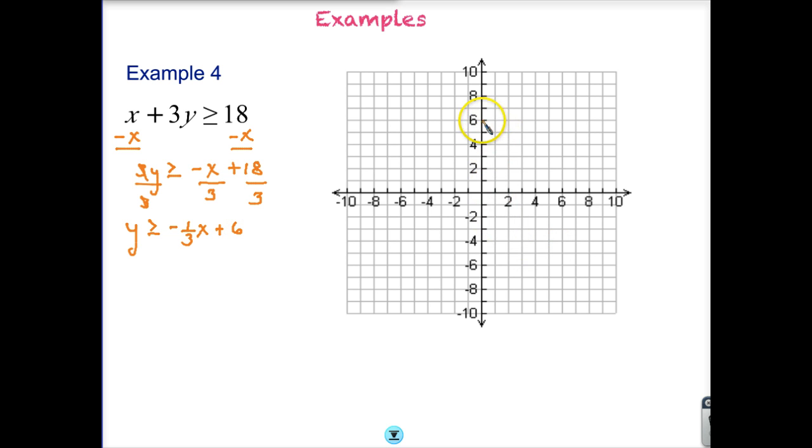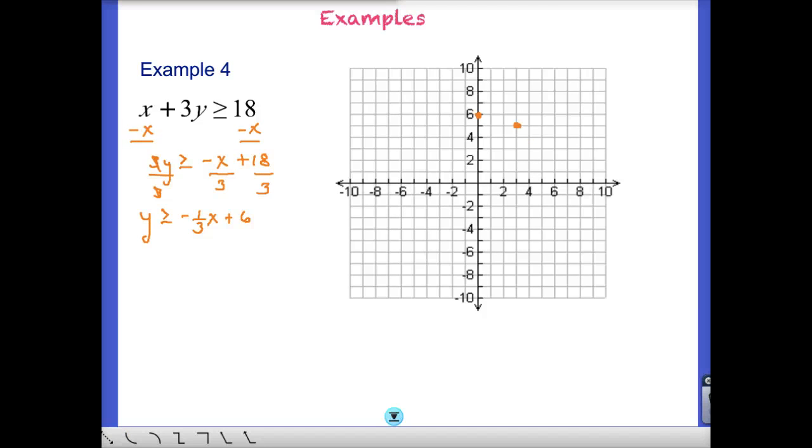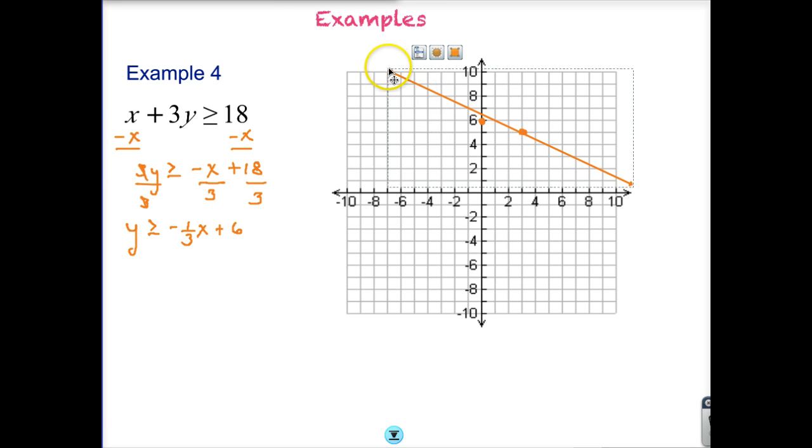Okay, plotting this, let's plot our first point here at the y-intercept. Our slope is again negative. It's negative 1 over 3. So I'm going to go down 1 and over 1, 2, 3. When I look at my inequality sign, I can see that I have a greater than or equal to. So in this case, I need a solid line. So I'm going to go ahead and graph a solid boundary line. I'm going to adjust that just a little bit, and we'll adjust this up.